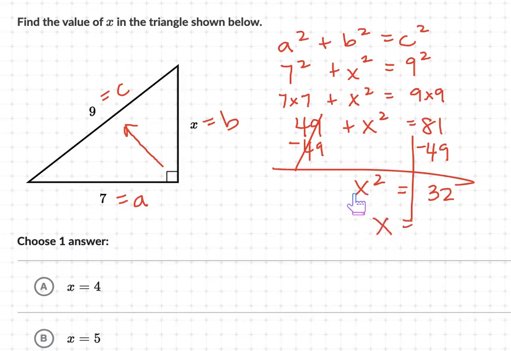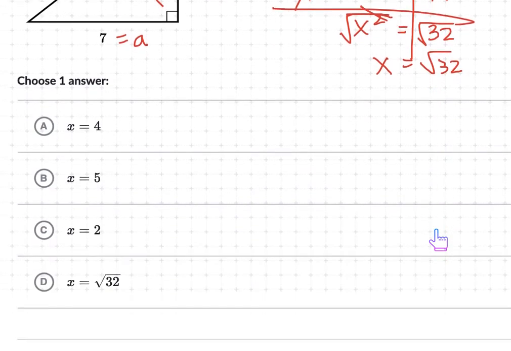If you remember from previous lessons, the opposite of squaring something is square rooting something, because these two cancel each other out. It's like you undid it. And then you need to square root both sides. So this answer is the square root of 32. And that is an actual answer that we have.